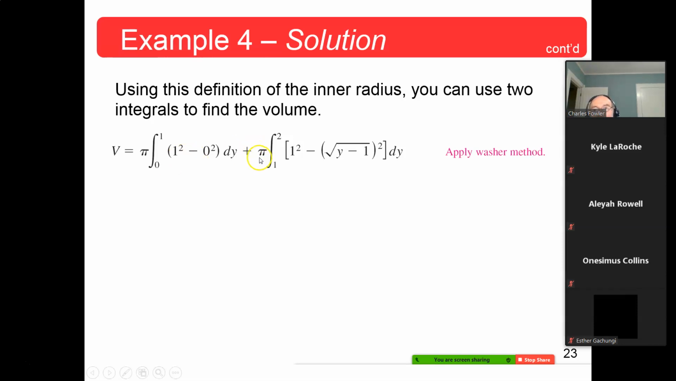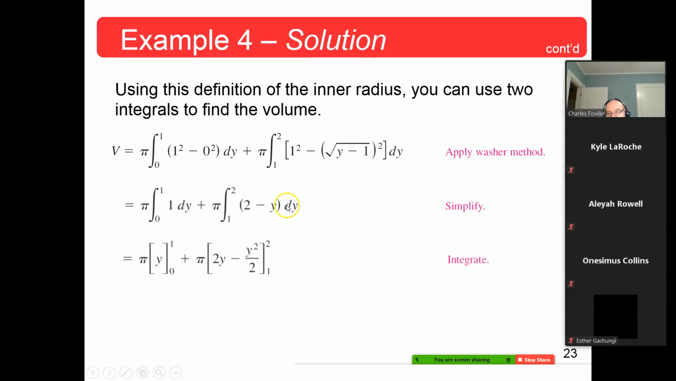The second one, though, pi times the integral from 1 to 2, is, again, your outer radius is 1. So 1 squared is 1 minus the inner radius squared. The inner radius is the square root of y minus 1, and when you square that you just get y minus 1, and when you subtract it you get minus y plus 1. So they did all that work just to get this plus this, and that's exactly what we got. They sort of left off the step that had some complication in it, and you had to figure that out for yourself, but we've already done it, and that's correct.